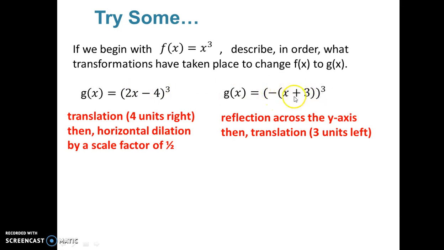If you multiplied this through, you would have negative x minus 3, and then you'd be describing it as the -3 translation first, and then the reflection. So just, yeah, really be careful about how these work. Go back to the previous slides if you need to. Try this one.